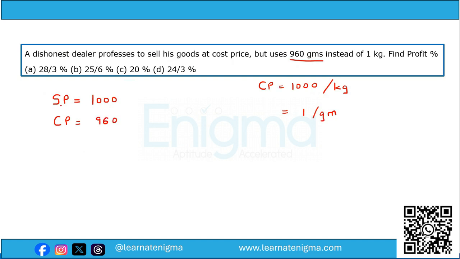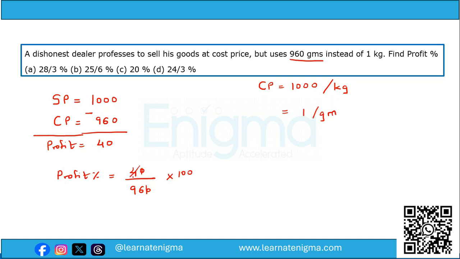Now you can see that the selling price is 1000 and cost price is 960. That means you have a profit of 40 rupees. Now we have to find out profit percentage. Profit percentage formula is profit upon CP. So 40 upon 960 into 100.